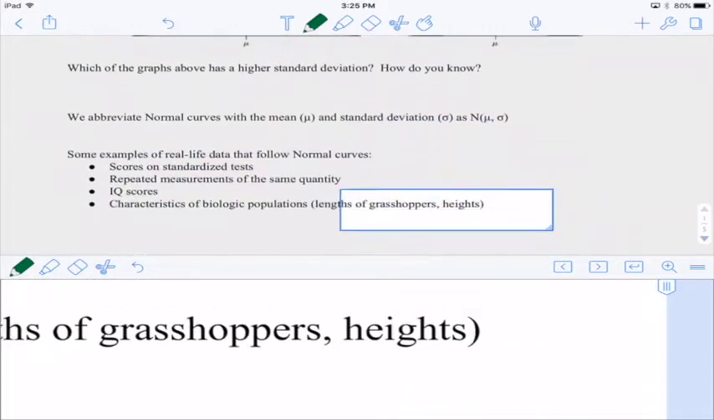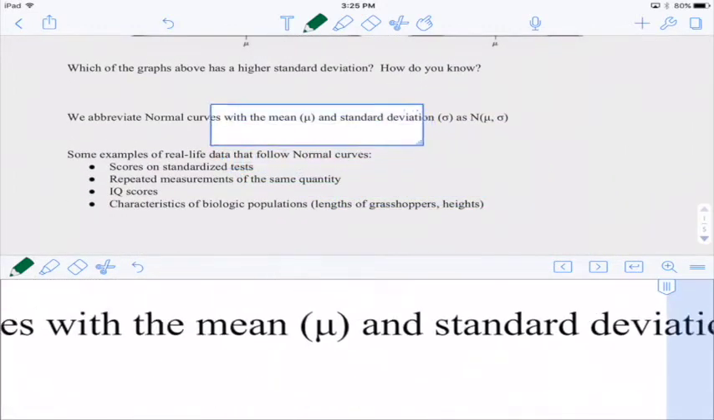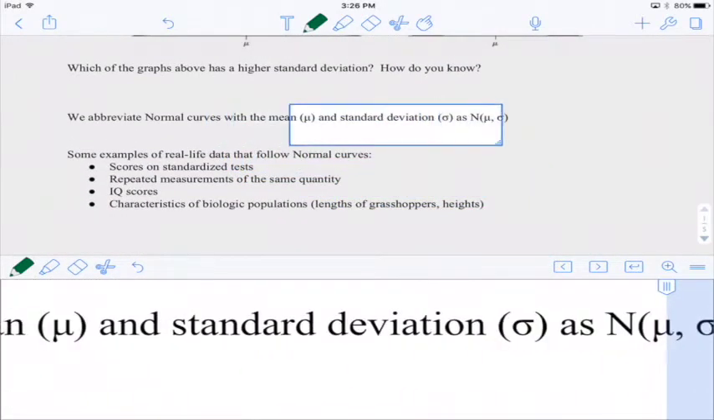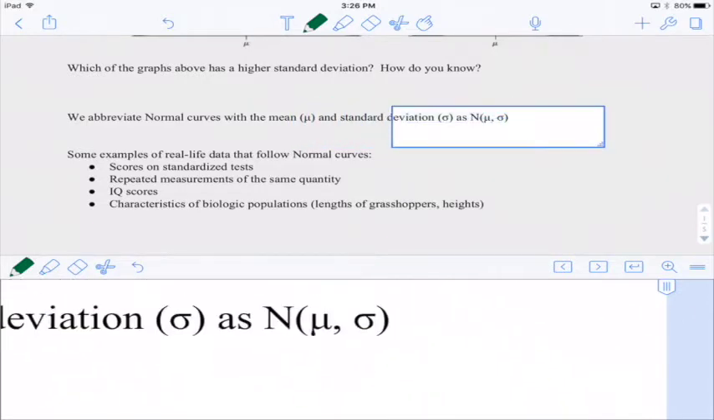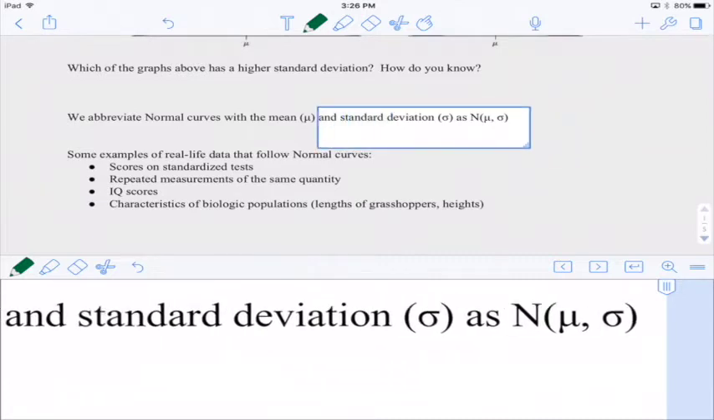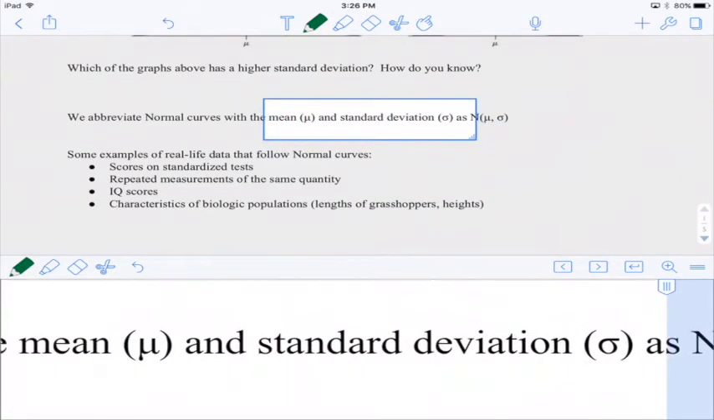We abbreviate normal curves with the mean mu and the standard deviation sigma as N for normal curve, N(mu, sigma). Again, mu and sigma are for population mean and standard deviation. Remember, x bar is for a sample and s of x is for the sample. We don't describe normal distributions of samples. We only describe them as populations.